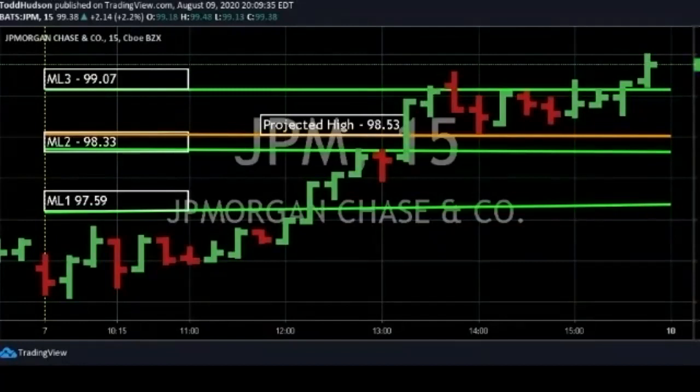Basically, the best times for the levels to be met are somewhere in between 10 a.m. and 1 p.m. 10 a.m. and 1 p.m. basically signifies that, number one, it's not a fast move, and number two, it has less likelihood of going in the opposite direction. Fast moves can be real moves.